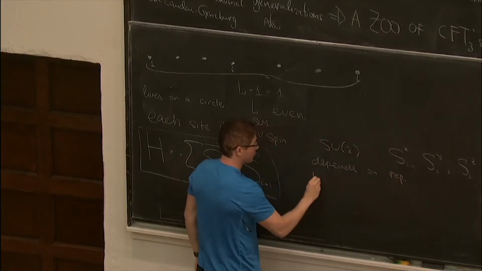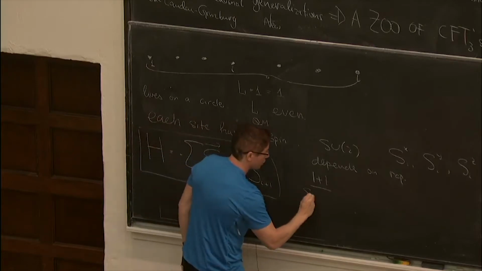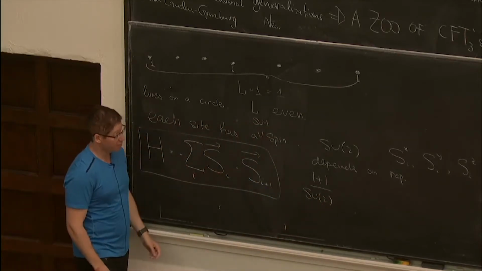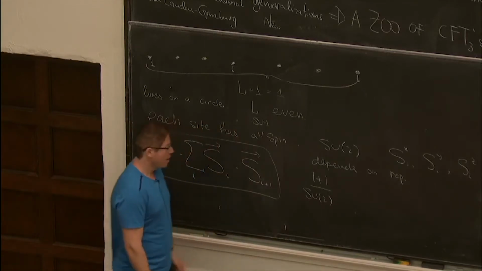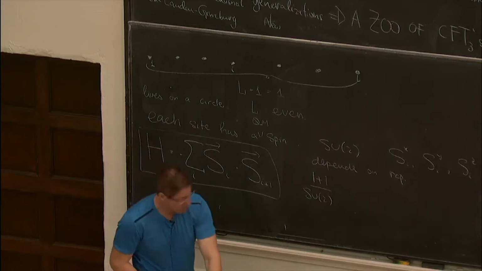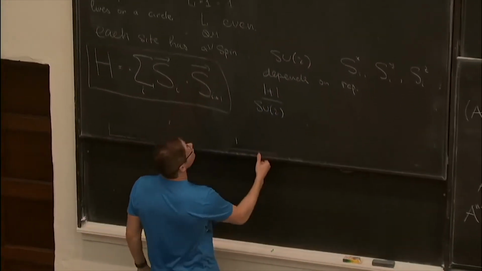And this is a 1 plus 1 dimensional spin chain. It's called an SU2 chain because the matrices here are SU2 matrices in some representation. And let me just tell you some historically interesting fact.